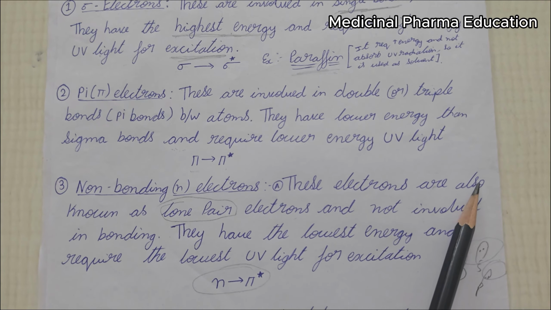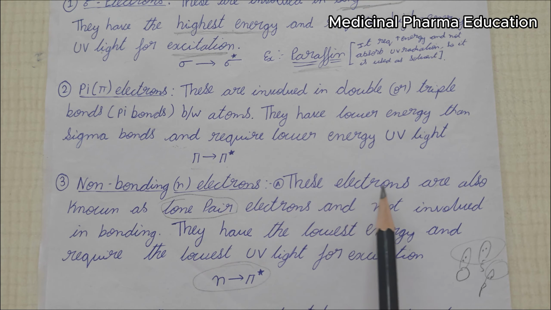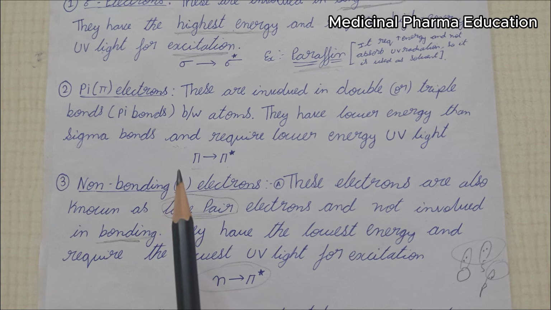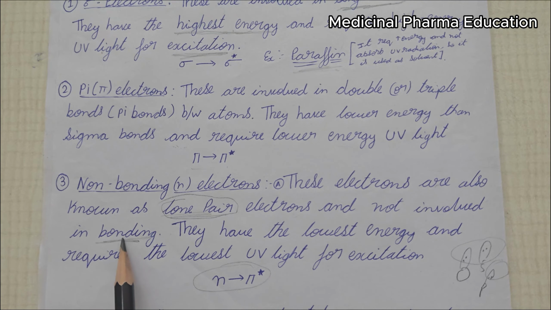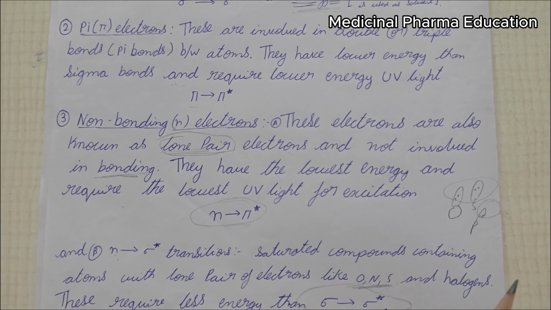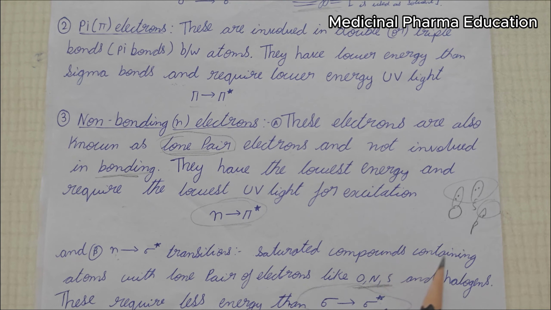Next, non-bonding electrons. These electrons are also known as lone pair of electrons and are not involved in bonding. That's the main difference between the sigma and pi and the non-bonding electrons. They have the lowest energy and require the lowest UV light for excitation, n to pi star. Next example, oxygen contains lone pairs, sulfur contains lone pairs, and nitrogen contains lone pairs, which are not involved in the bonding.